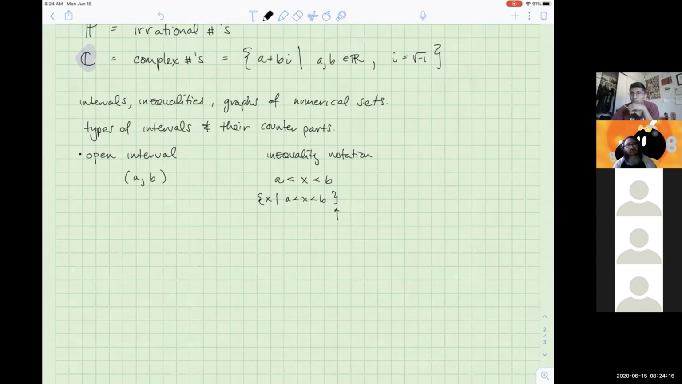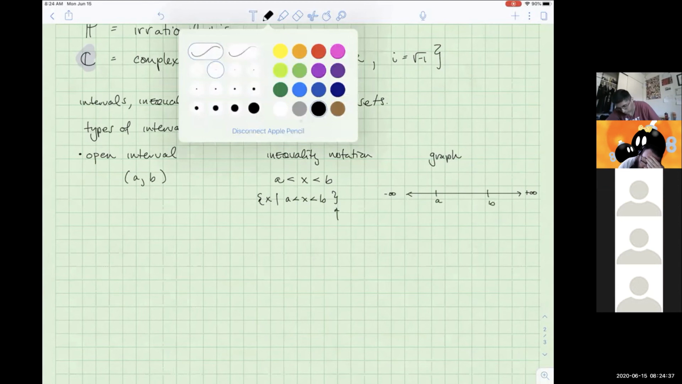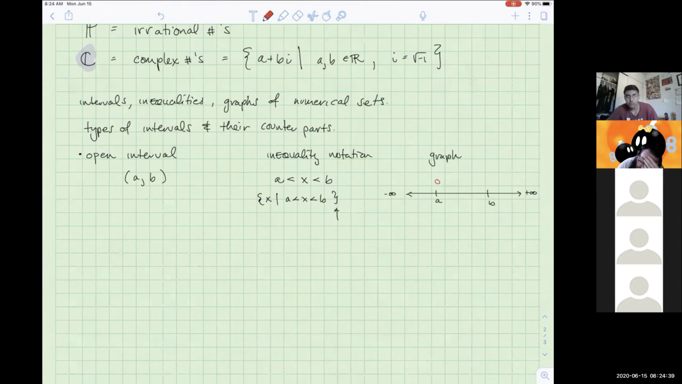Let's see. Then as far as the graph on the number line is concerned, if this is the number line and this is negative infinity and this is positive infinity, then what we're talking about is A is over here, B is over here. And traditionally, people would use an open dot at A and B to indicate that we're not using the values A and B. And then a horizontal line connecting those two, indicating that we want all points between A and B, but not actually equal to A and B. So it's the corresponding graph.